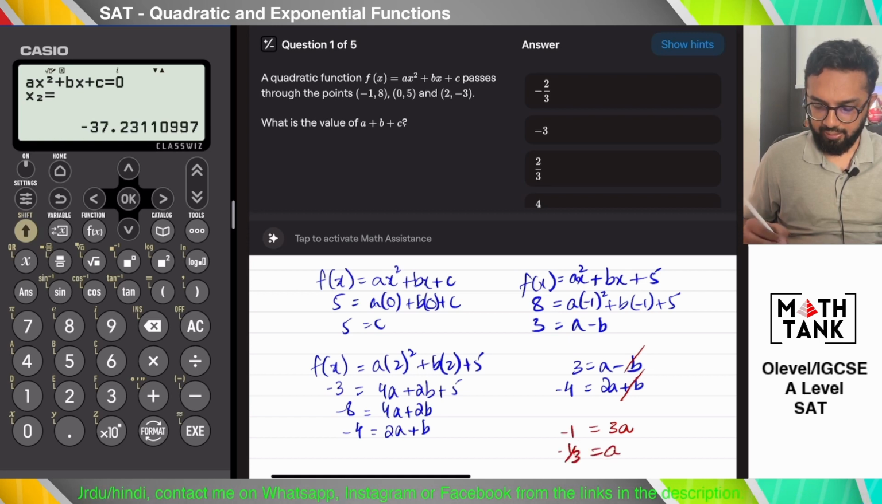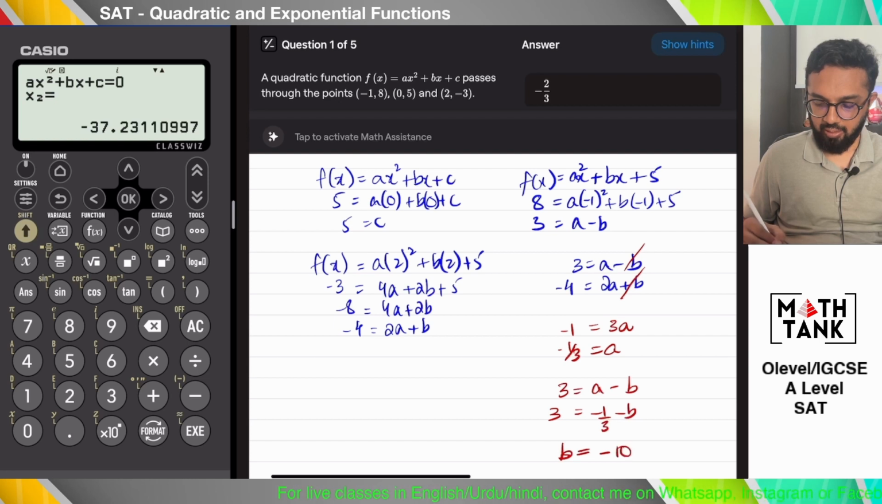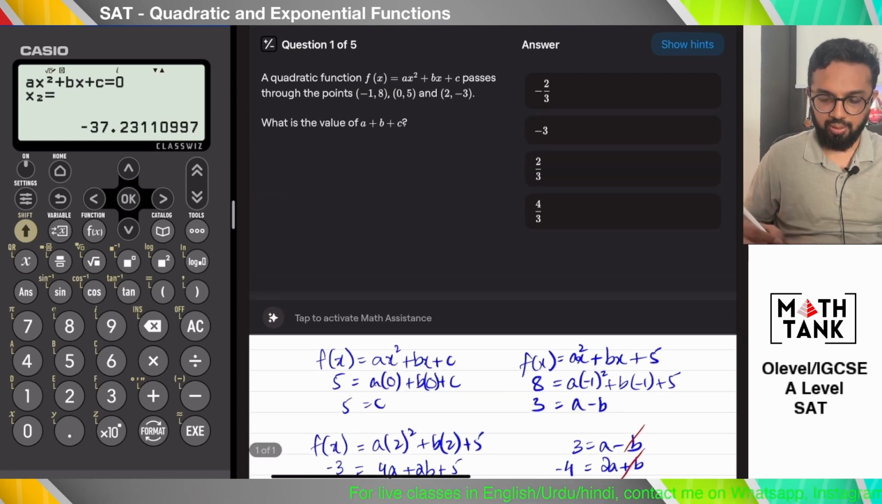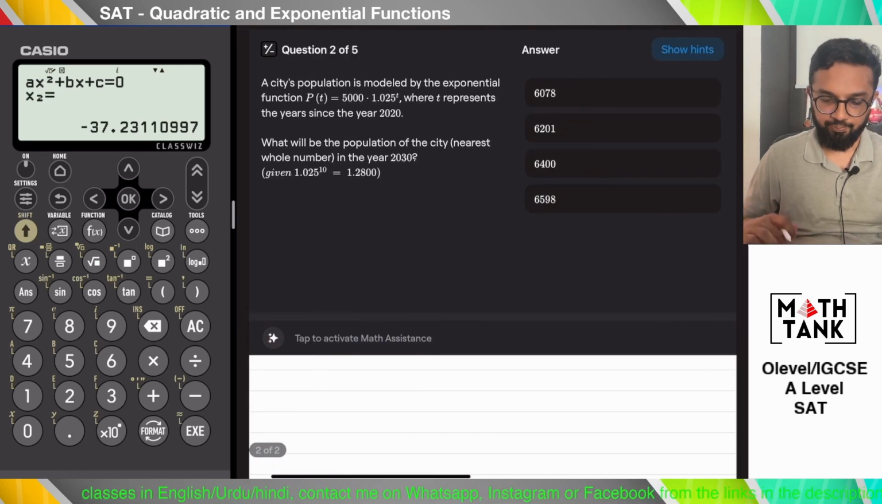A is minus 1/3, and then what should b be equal to? Minus 10 over 3. Minus 1 over 3 minus 10 over 3 plus 5. So minus 11 over 3 plus 5. Minus 11 plus 15 over 3. I could have done all of this on a calculator. I'm just doing this manually because I was doing it. So 4 over 3. Okay, a longer question that's time consuming.